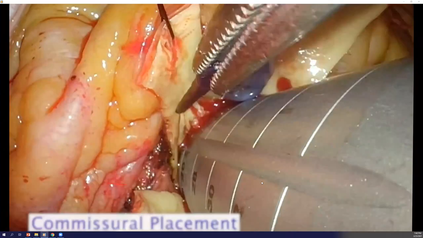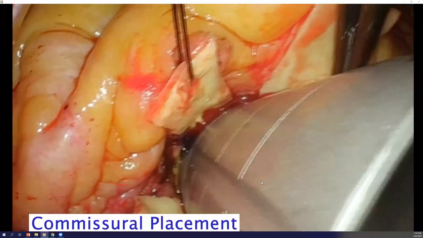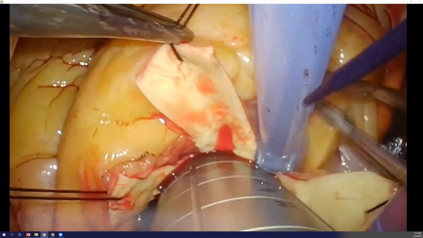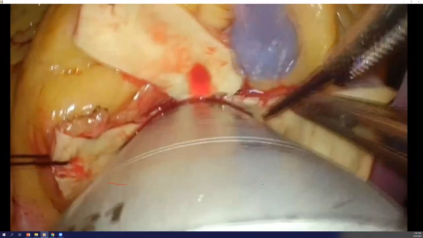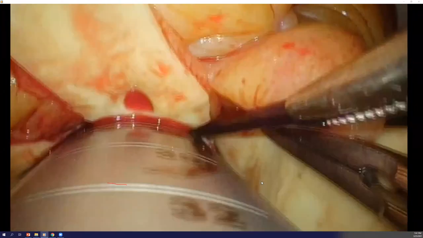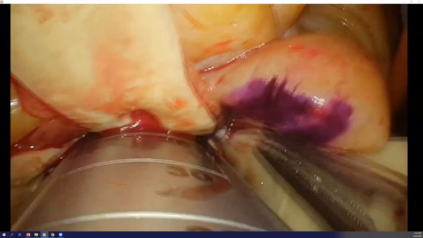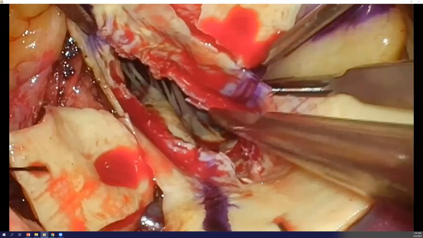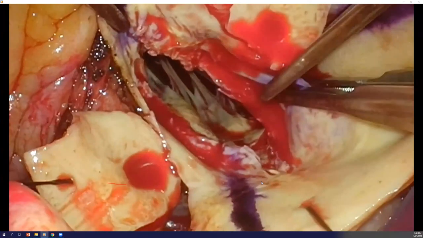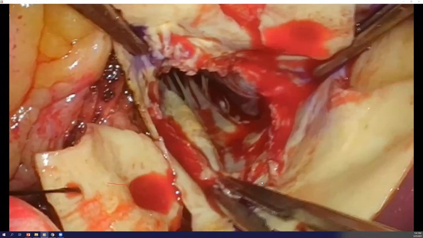I use this little tool here that has lines at 120 degrees. And you can see that with the marker, I'm repositioning three neocommissures, and that's what we'll use to implant the autograft, because the commissures on the pulmonary valve are usually at 120 degrees from each other. So you see these lines are now at 120 degrees of each other.